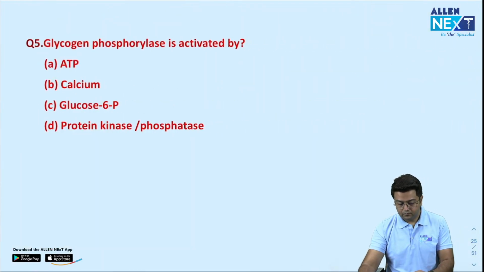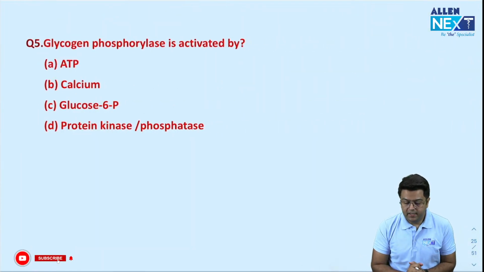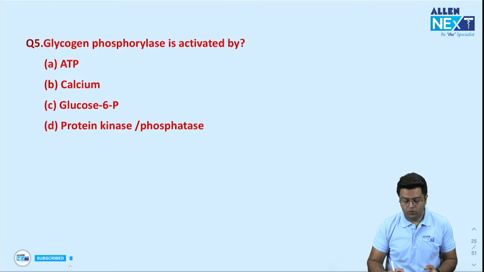Next question. Glycogen phosphorylase is activated by. So what is the answer to this question?